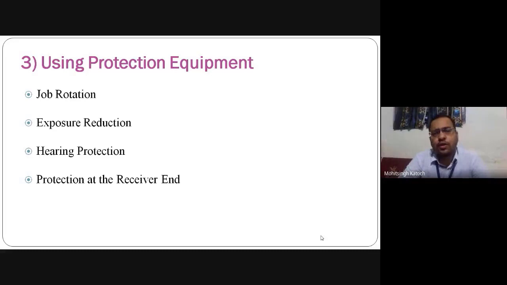We can also control the effects of noise pollution using certain protection equipment by reducing exposure to the noise pollution and by using the job rotation method so that no worker is exposed to high levels of noise pollution for a longer duration of time.